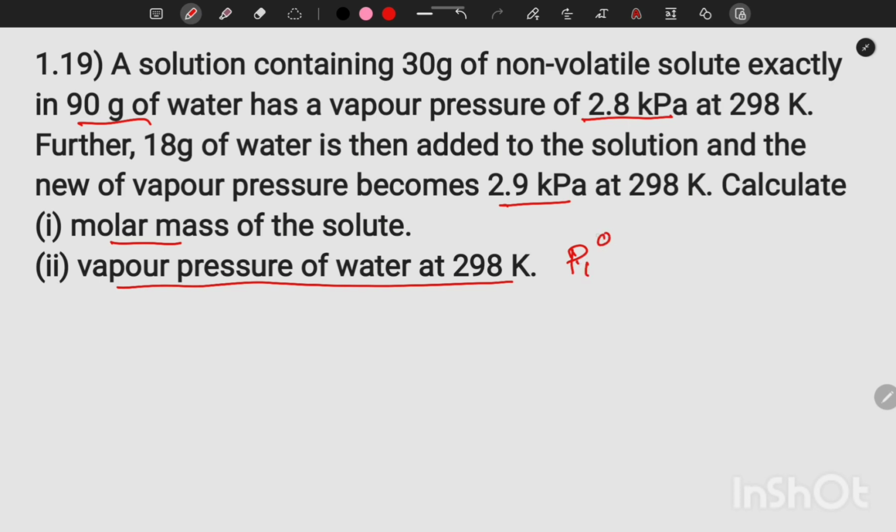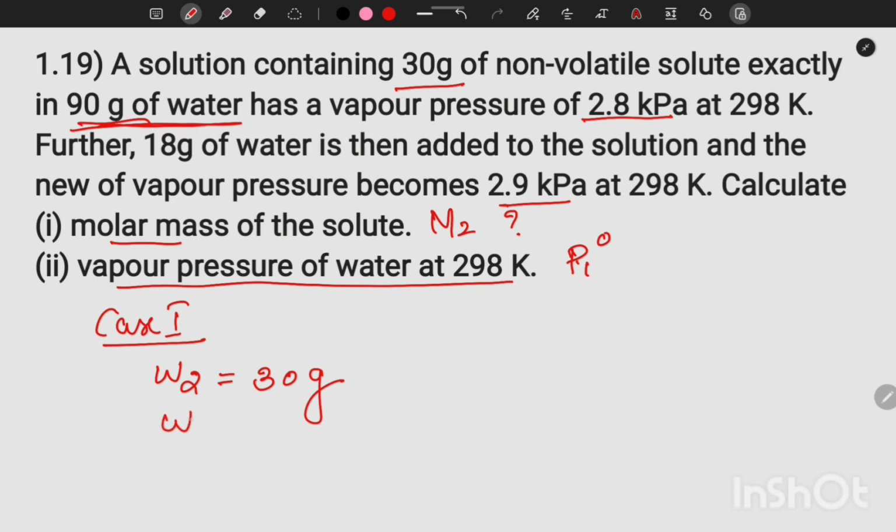So vapor pressure of water means P1⁰ we have to calculate, and molar mass of solute, M2, we have to calculate. Here either we can directly use Raoult's law or we can use relative lowering of vapor pressure. So first case, the mass of solute is given as 30 gram. So W2 is equal to 30 gram. Mass of solvent, it is 90 gram of water, so W1 is equal to 90 gram. And after adding the non-volatile solute, the vapor pressure of the solution becomes 2.8 kilopascal.